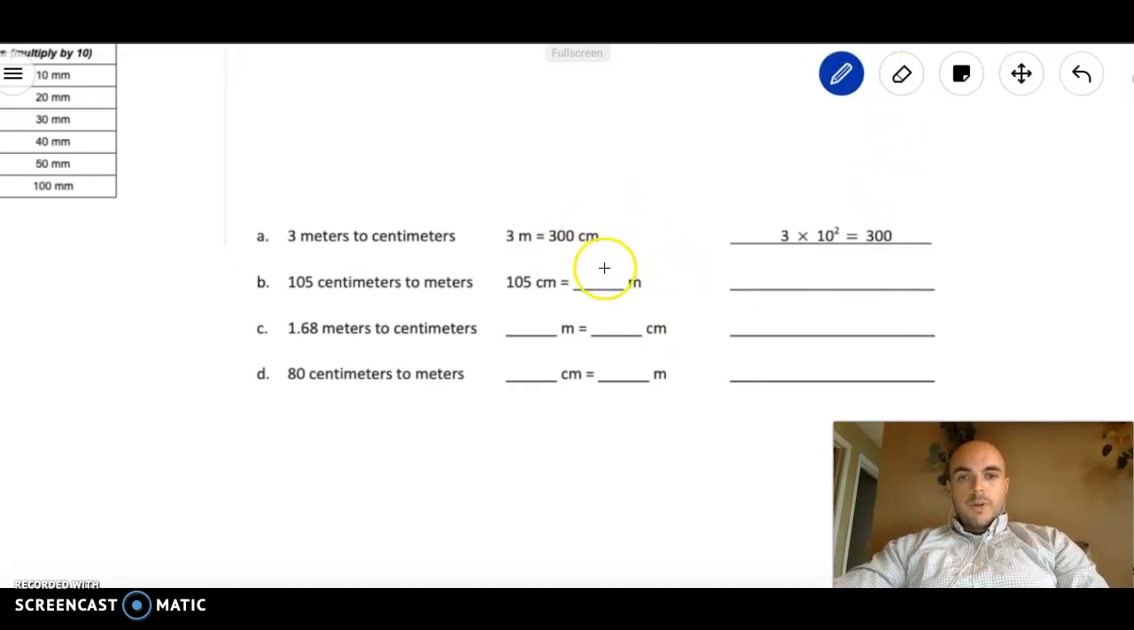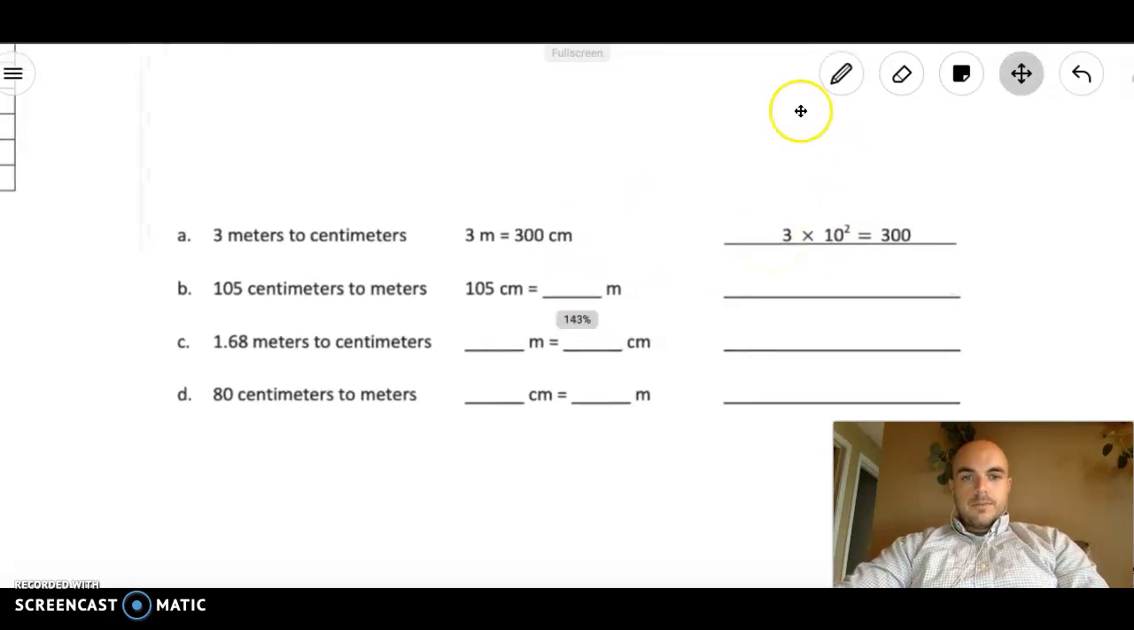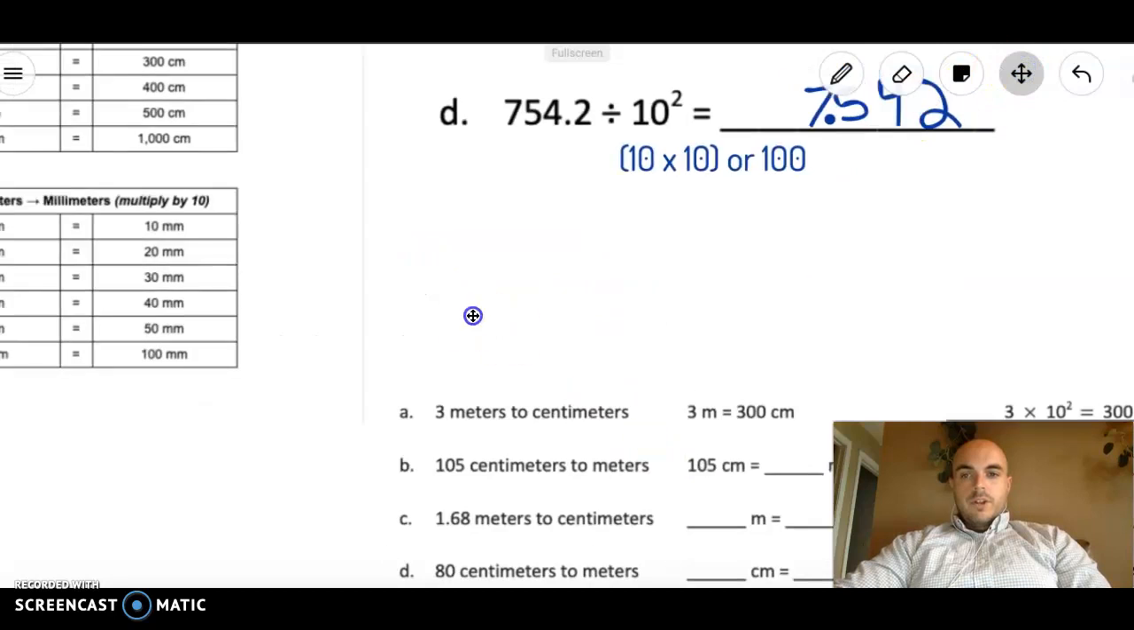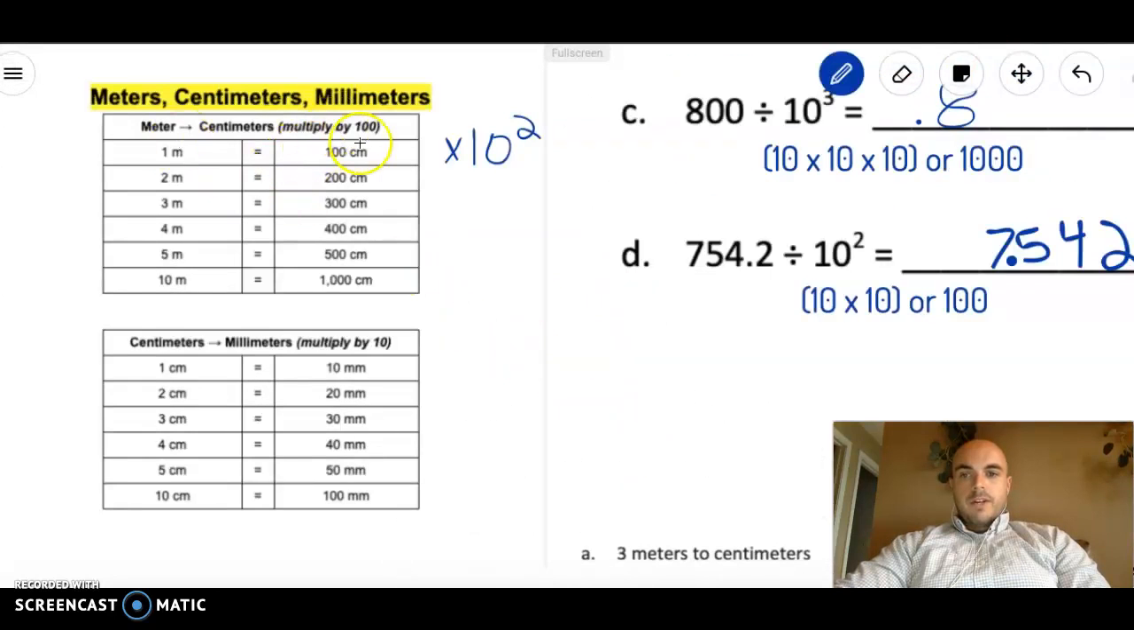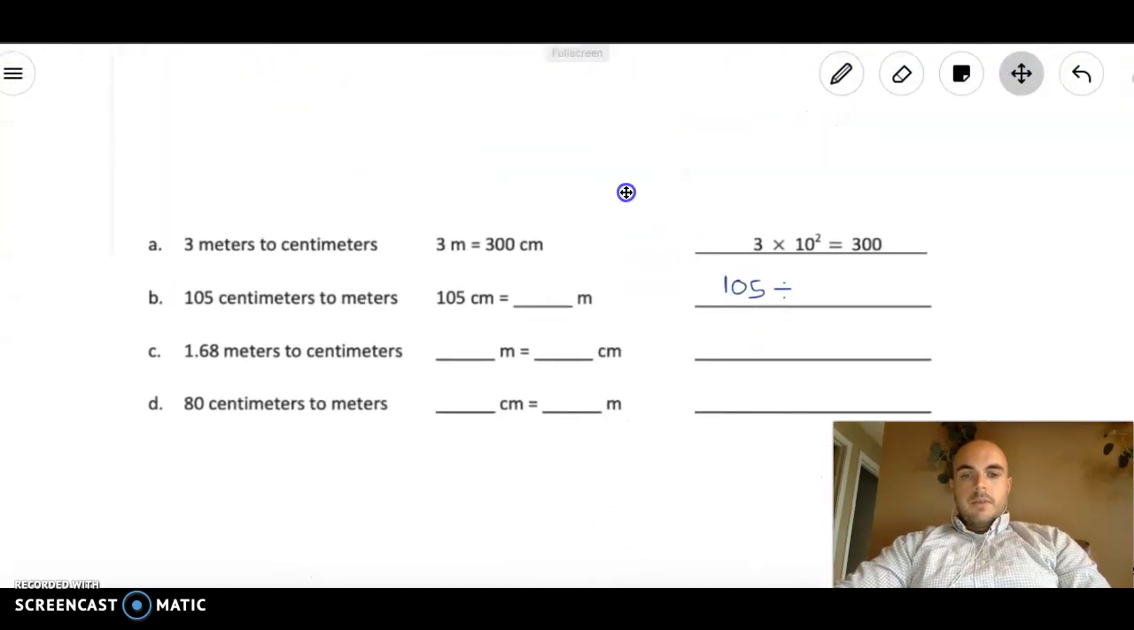So before I do anything here, I'm actually going to put it in here first. I know that I'm dividing. Okay, now what am I dividing? Well, I have to divide 105 by what? Well, if I look at my chart, I know I have to multiply by 100 to get from meters to centimeters. So to go the other way, I'm also going to have to divide by 100, right?